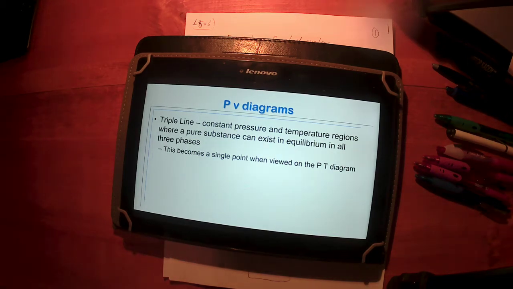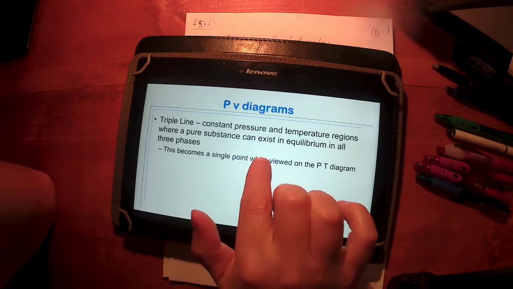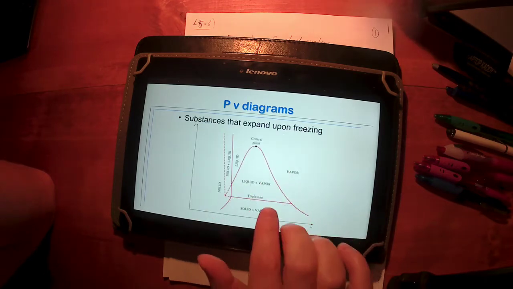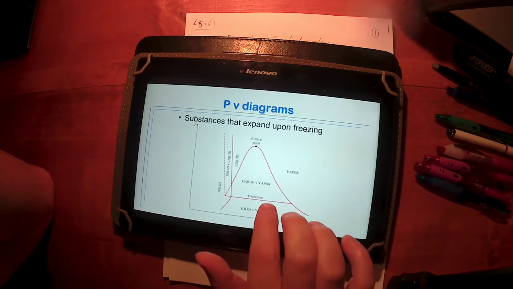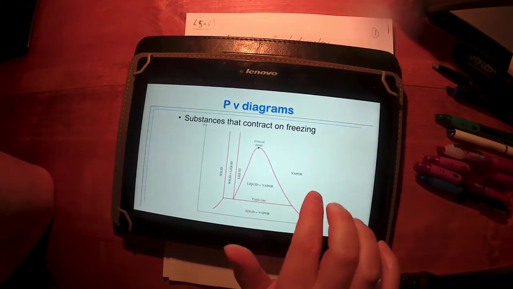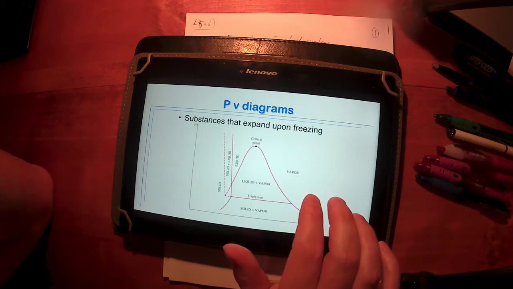So we ended on a discussion of the triple line. Whenever we're dealing with this curve, basically in between the liquid-vapor and the solid-vapor region on both surfaces, substances that contract on freezing and substances that expand on freezing.